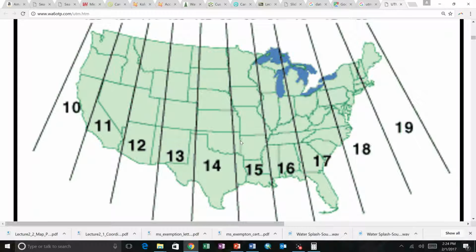Okay? If you're doing statewide information in South Carolina, where I did my graduate work, and so did Dr. Carr, South Carolina is entirely within Zone 17. I did my undergraduate work here in Utah, and Utah is entirely within UTM Zone 12. So those states are lucky, right?